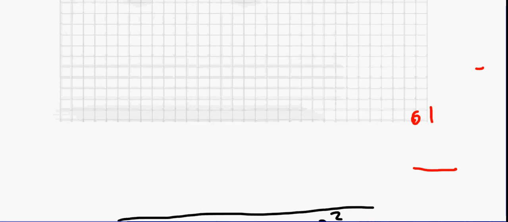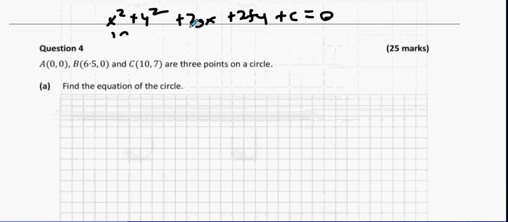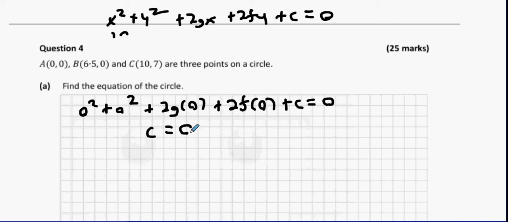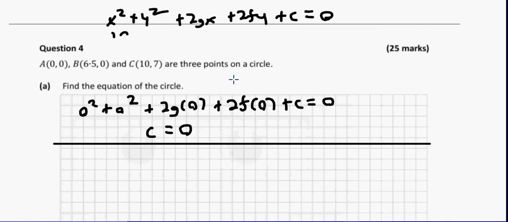Now I'm going to use x squared plus y squared plus 2gx plus 2fy plus c equals 0. I'm going to replace x and y with 0, so I'm going to get 0 squared plus 0 squared plus 2g times 0 plus 2f times 0 plus c equals 0. The c value equals 0. Well, look, that's a great start. That's our first equation.